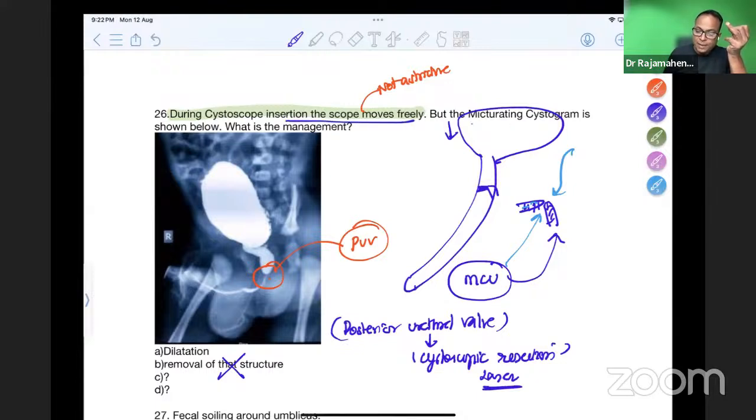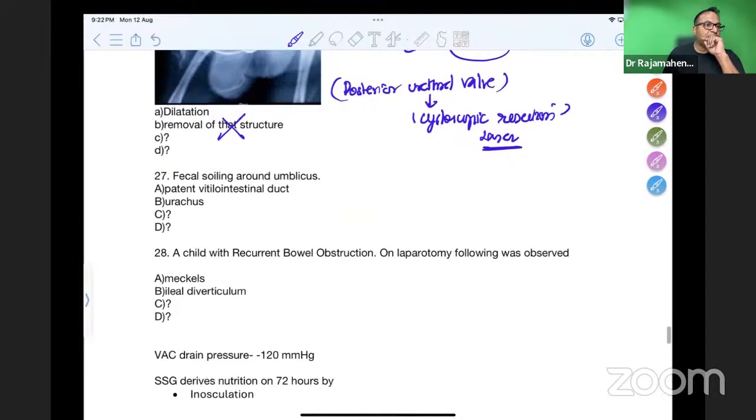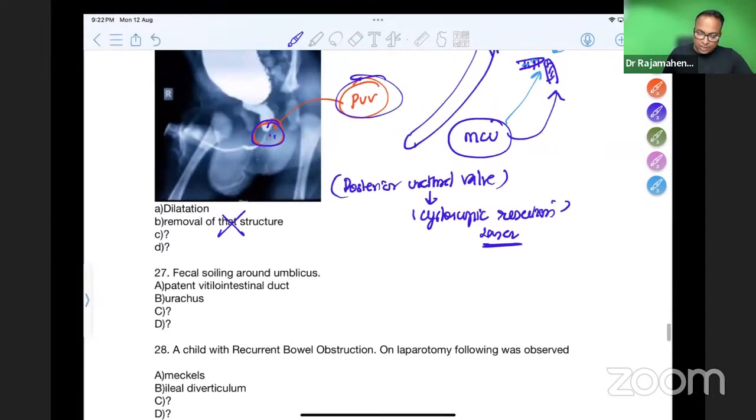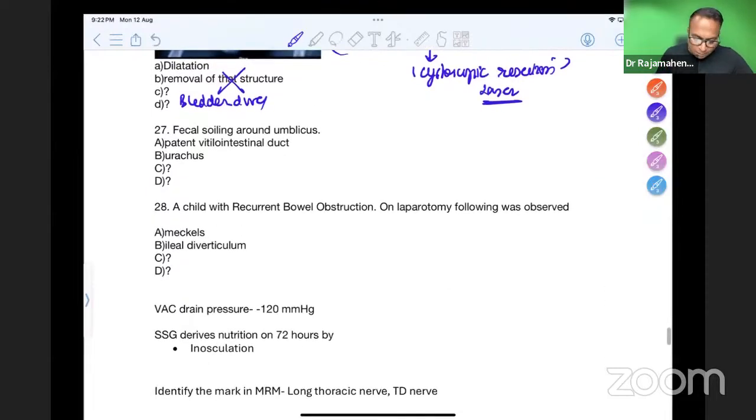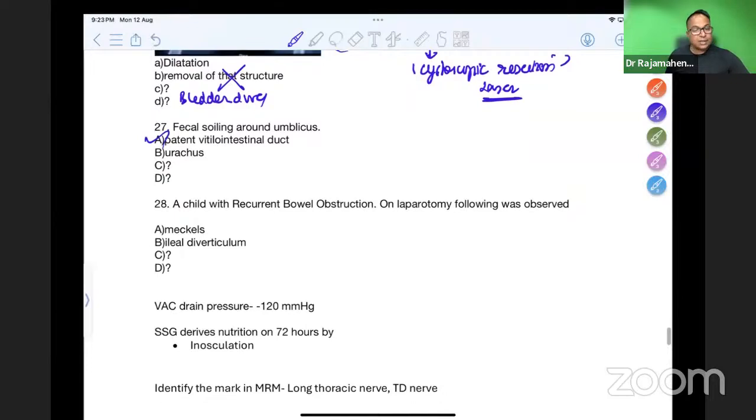That is, the scope moves freely, but the micturating cystourethrogram is shown below, which means MCU is done only for a posterior urethral valve. That is showing a valve obstruction here. We have to cut that valve with the laser. Okay, that has to be cut with the laser. Bladder diverticulosis is not the correct answer. If there is a choice of bladder diverticulosis, that is wrong. Fecal soiling around the umbilicus is a patent vitellointestinal duct.